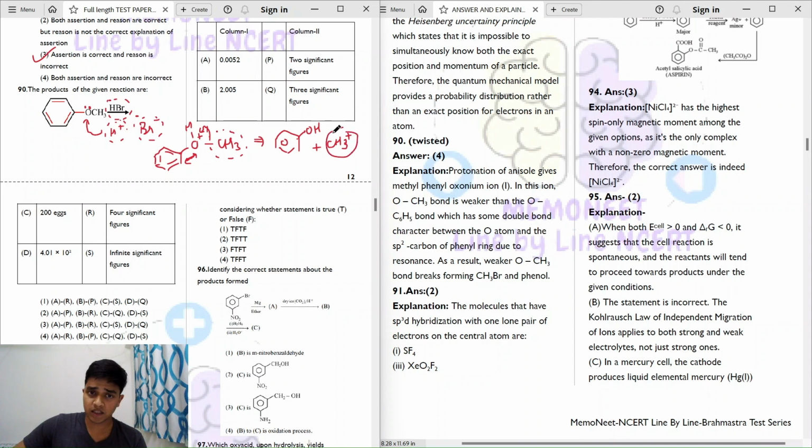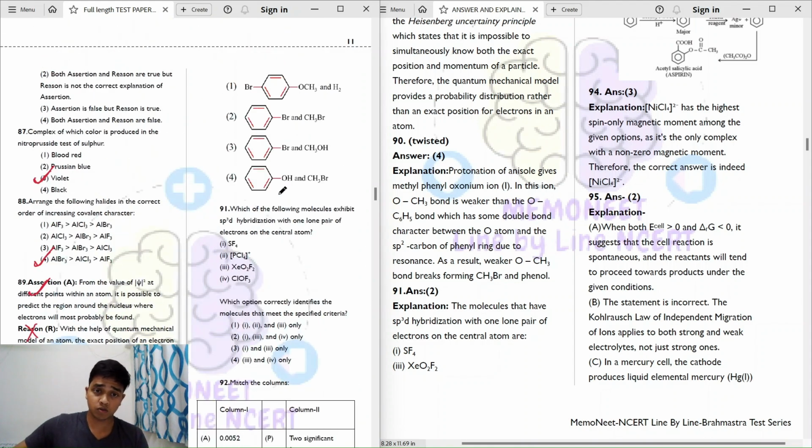So the CH3+ will go and pick up this Br-. So we get phenol and CH3Br formed in the following reaction. So the correct answer will be option 4: phenol and CH3Br will be formed. Moving on to the next question.